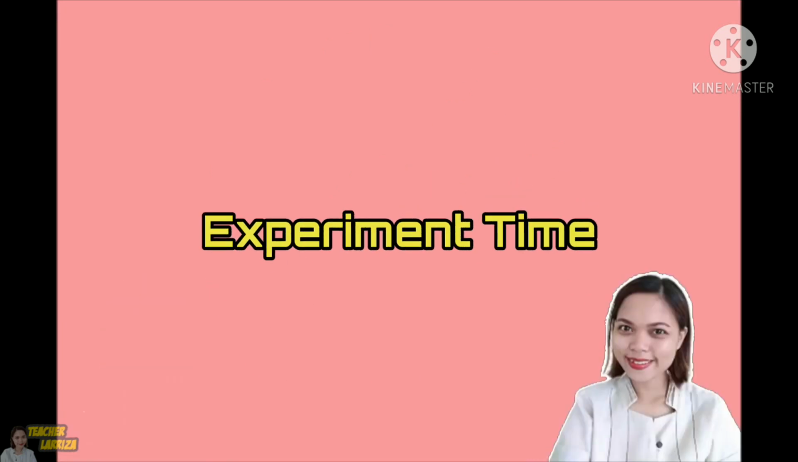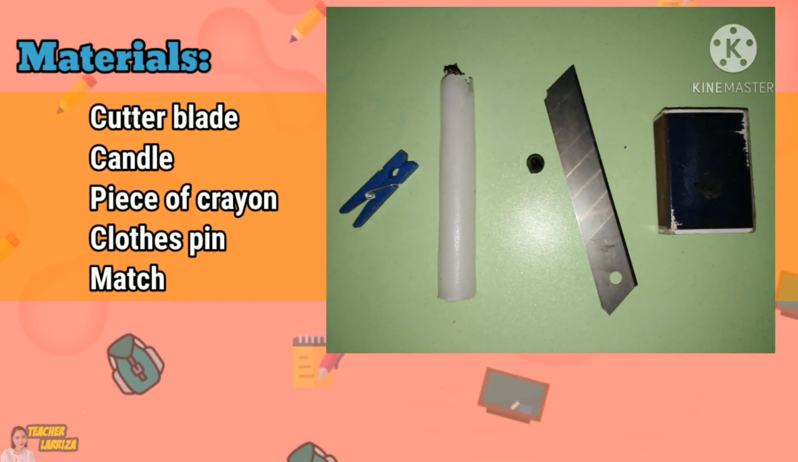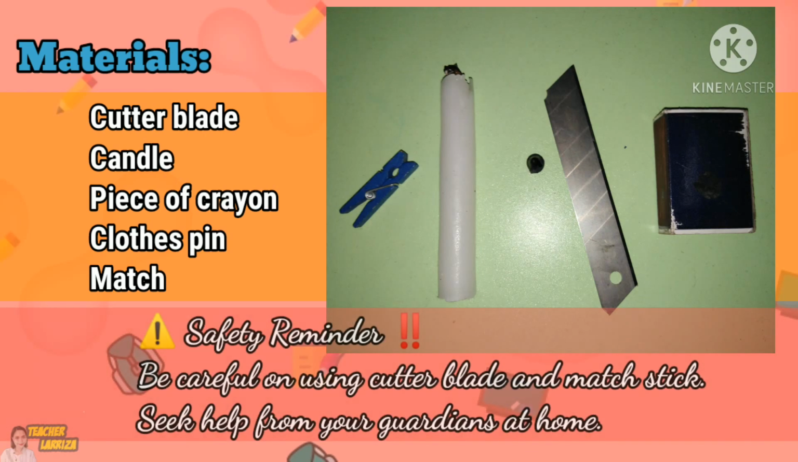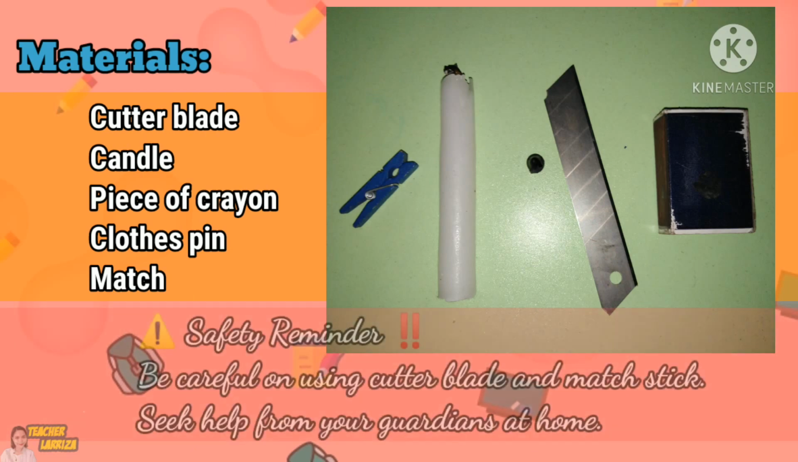Now let us proceed to our experiment time. Here are the materials that we are going to use in this activity. We have cutter blade, candle, piece of crayon, clothespin, and match. Safety reminder, be careful on using cutter blade and matchstick. Seek help from your guardians at home.